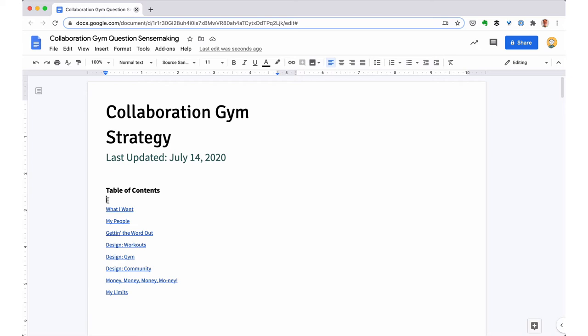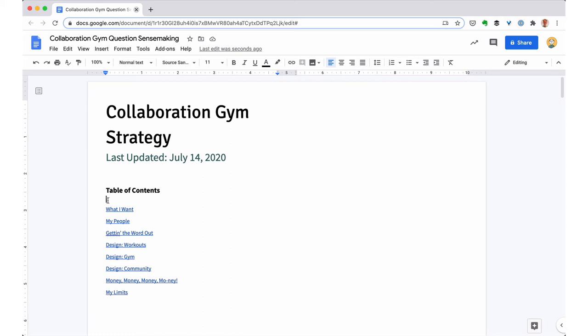This is the cluster that I ended up with after spending about 45 minutes organizing my thoughts. The categories were what do I want, what I want, my people, getting the word out. I have three design categories for the three kind of distinct aspects of my program, the workouts, the gym, and the community. The business model question, money, money, money, money, money. Did I get the right number of monies? Anyway, and then my limits. So what are my boundaries? What are my resource boundaries? So this is an organizational scheme that I had no idea of prior to doing any of my question dumping, but now it kind of makes sense to me.